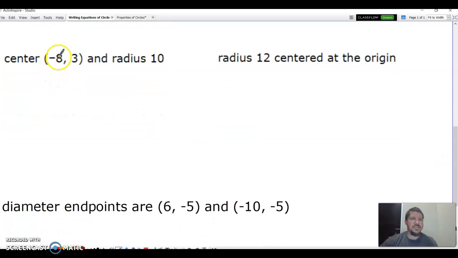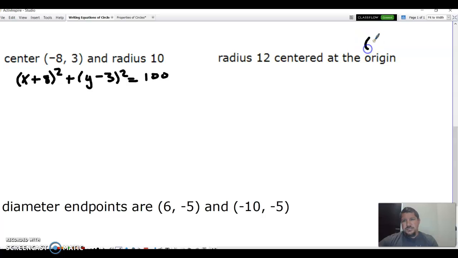Okay, so now we have a center at (−8, 3) and a radius of 10. So (x + 8)², remember, minus a negative is plus, (y − 3)² = 10², or 100.